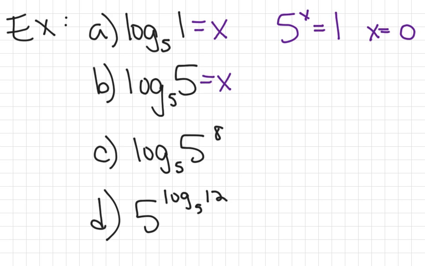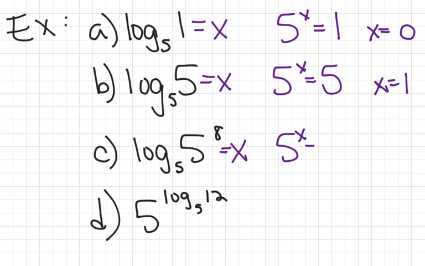Let's set the next one equal to x. I want to evaluate the log base 5 of 5. Well, if you rewrite in exponential form, you get 5 to the x equals 5. Well, x must be 1. In C, the log base 5 of 5 to the 8th equals x. So now we're going to rewrite this as 5 to the x is equal to 5 to the 8th. So x must equal 8.